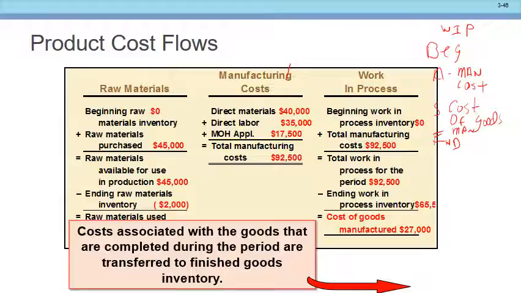So we have our total manufacturing costs. Our total manufacturing costs get transferred out of what?